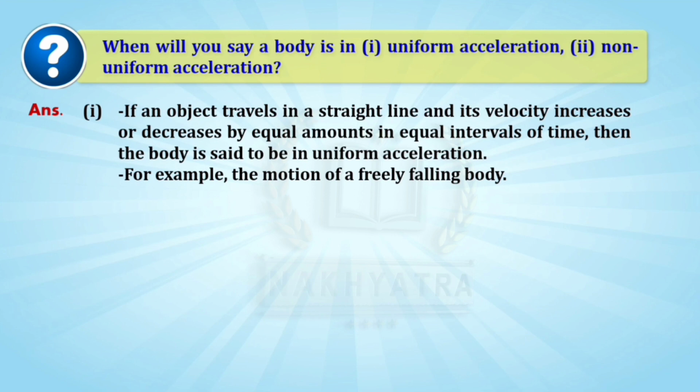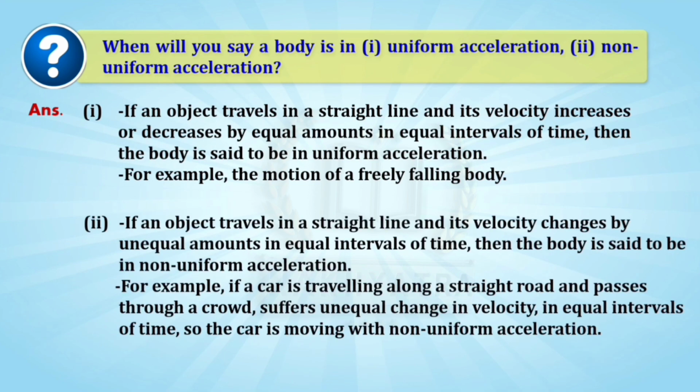So here one example is given, the motion of a freely falling body. It is an example of non-uniform acceleration. Now see, when it is in non-uniform acceleration, if an object travels in a straight line and its velocity changes by unequal amounts in equal intervals of time, then the body is said to be in non-uniform acceleration. See, when the object travels in a straight line and the velocity changes by unequal amounts in equal intervals of time, that body is said to be in non-uniform acceleration.